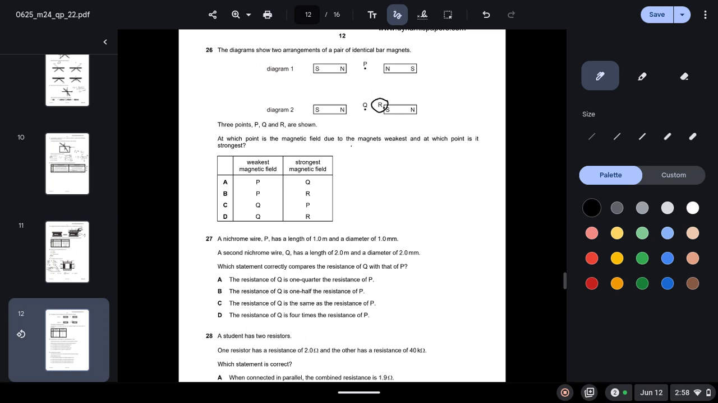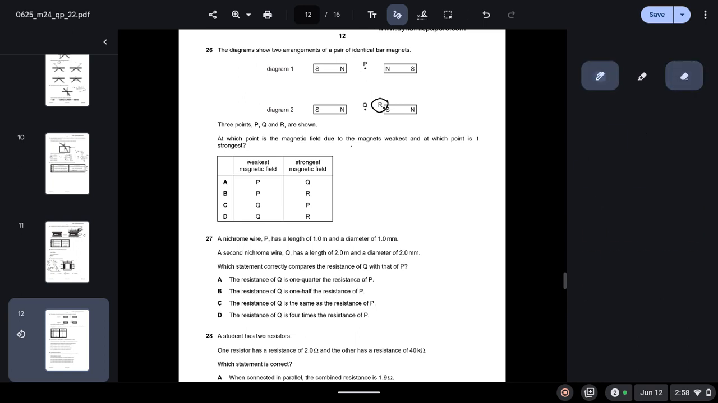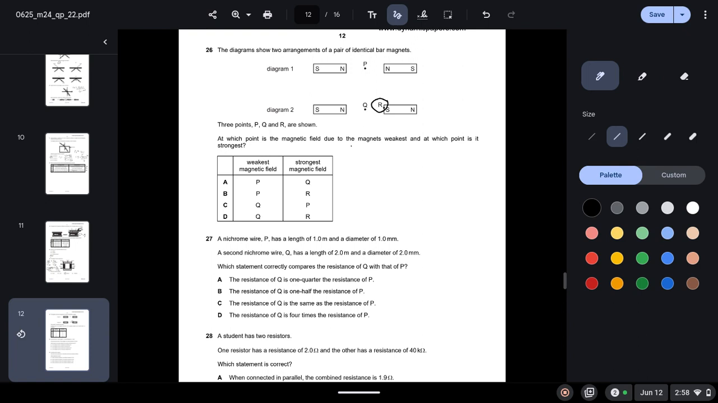and the weakest would be at P, because at P, at the north and north pole, they will repel each other. So it will be something like this, the magnetic field. So you can see that they do not diverge or converge at P. So at P it would be the weakest.